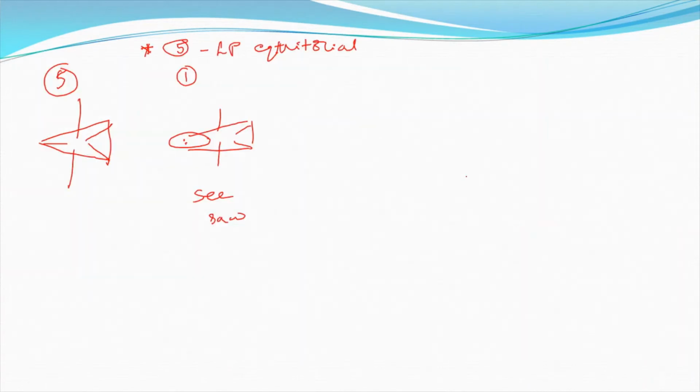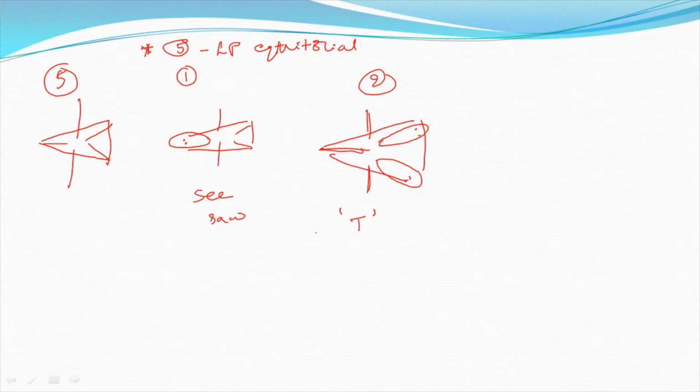Okay. Now, when two lone pairs are present, the two lone pairs occupy the two equatorial positions like this, and the remaining are bond pairs. So what is the shape of the molecule? It is a T-shaped molecule. So the shape is T.